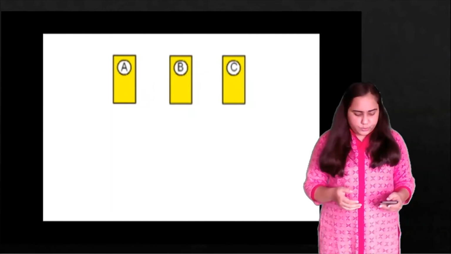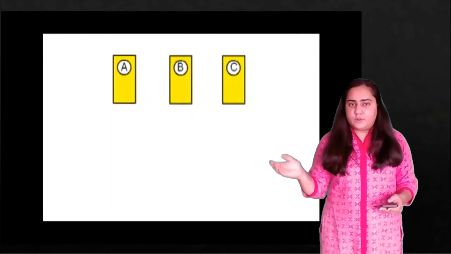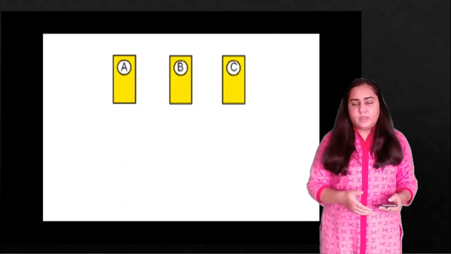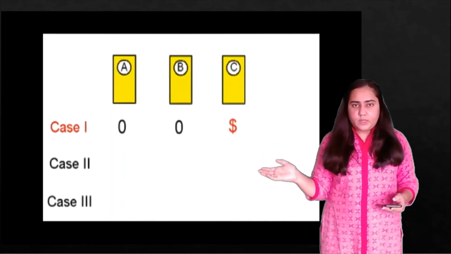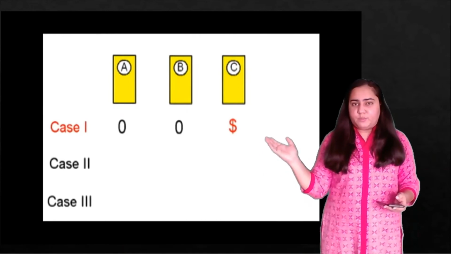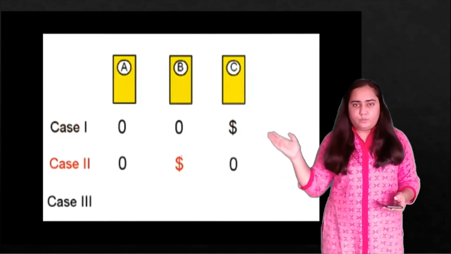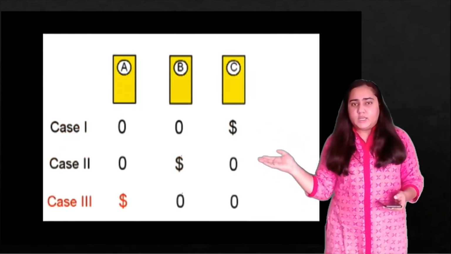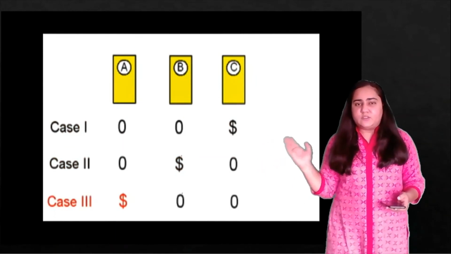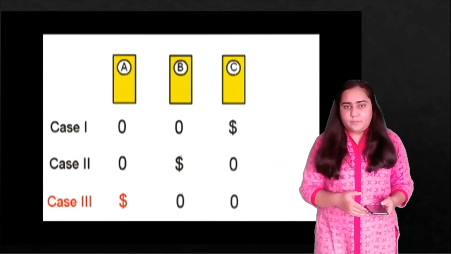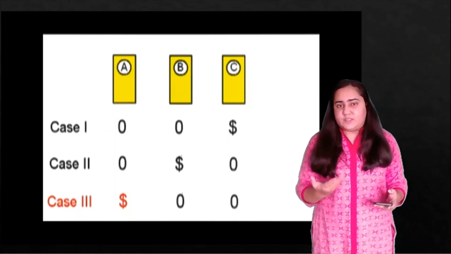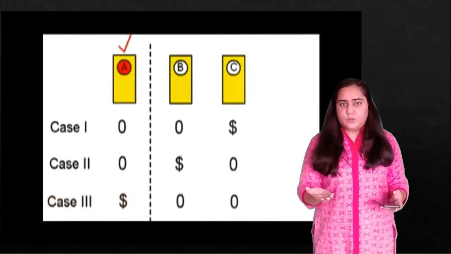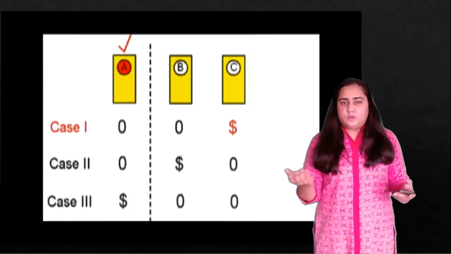So in this approach, once again, you have three doors, A, B, and C. Now, in these three doors, you have three cases. Case 1 is where the prize is behind door C, mentioned by the dollar sign. Case 2 behind door B, and case 3 behind door A. So wherever the dollar sign is, that is where the prize is. There are three cases possible. Now assume that you picked door A.